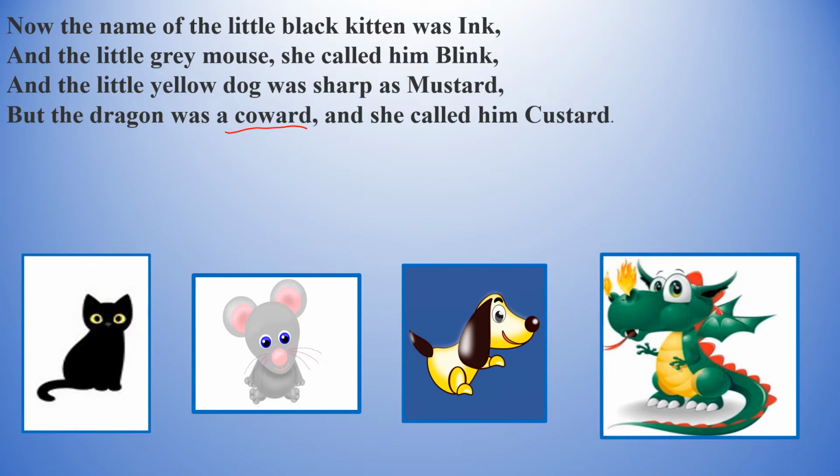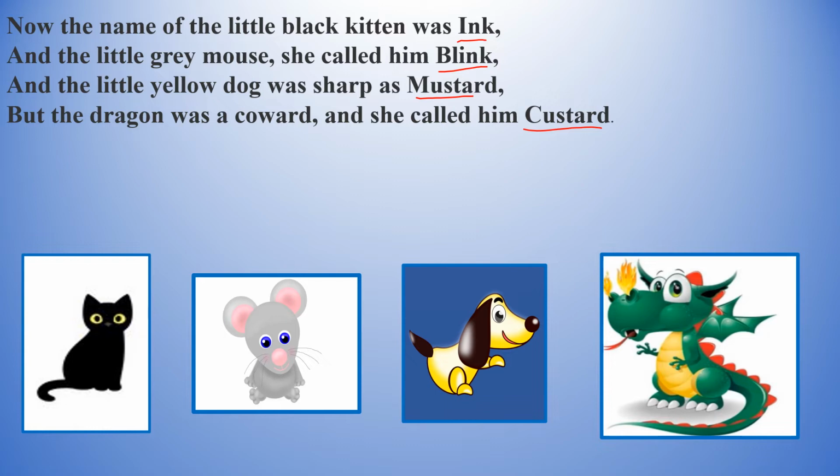Now, let's start with the poetic devices and the discussion of the rhyming scheme in the second stanza. So, dear children, firstly we'll discuss the rhyming scheme again. Again we have to see the last words of each line, and you can see here ink and blink are rhyming with each other, and mustard and custard are rhyming with each other.